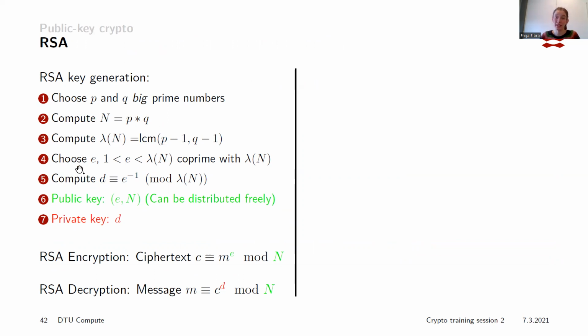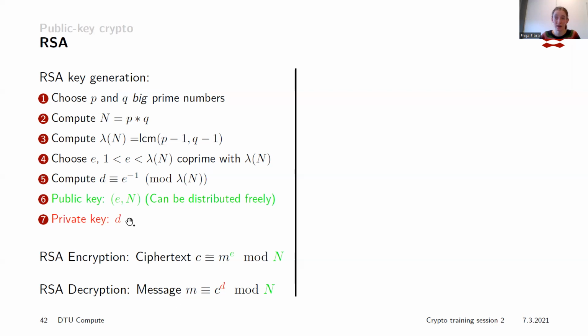Then you choose an E, which is co-prime to lambda of n. And then you compute the inverse of E modulo lambda of n, and you call that D. We talked about inverses yesterday, so if you're in doubt about inverses, go back and rewatch that. And then the public key is going to be E and this capital N, and the private key is then going to be D.